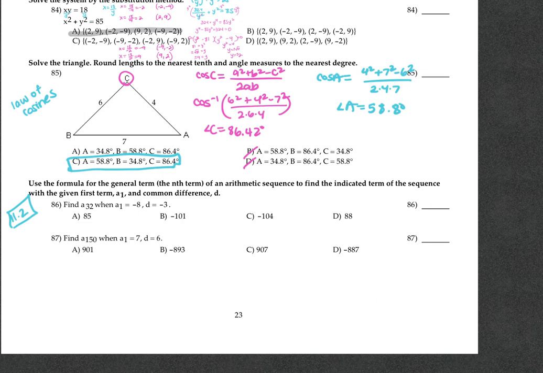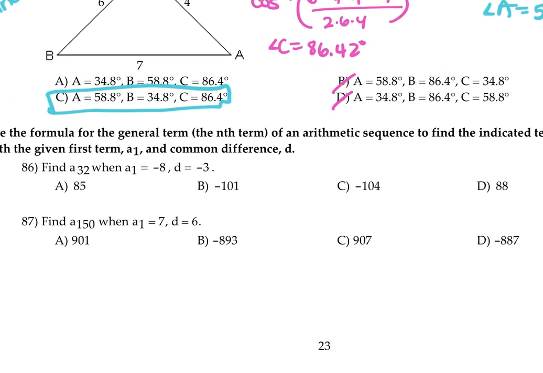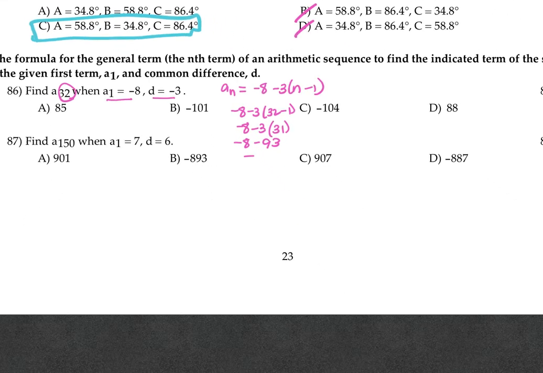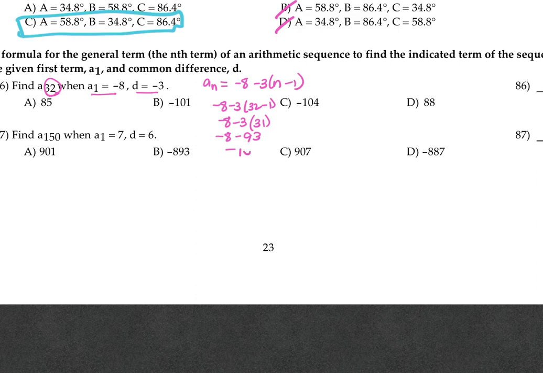Okay, we're back to arithmetic sequences here. Find the formula for the general term of an arithmetic sequence, and then find the indicated term given A1 and common difference D. So for 86, it's giving you A1 and D. So I would get A sub N equals A1, which is negative 8, minus D times N, or it would be plus D, but it's a negative 3, and minus 1, and then it wants A32. So negative 8 minus 3 times 32 minus 1, negative 8 minus 3 times 31, negative 8 minus 93, which is negative 101, or B.